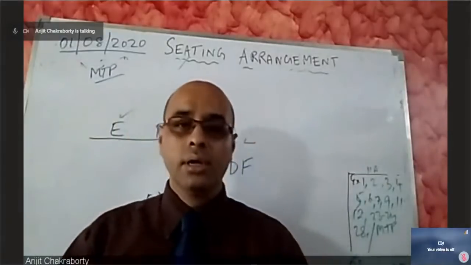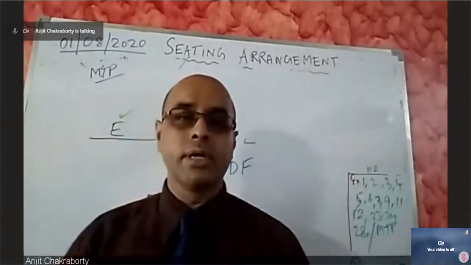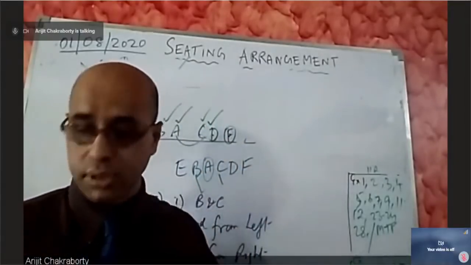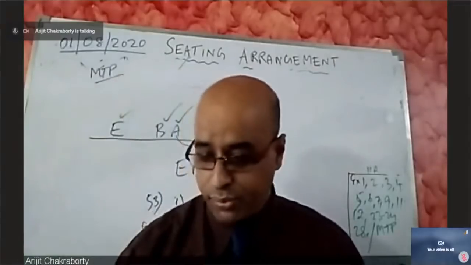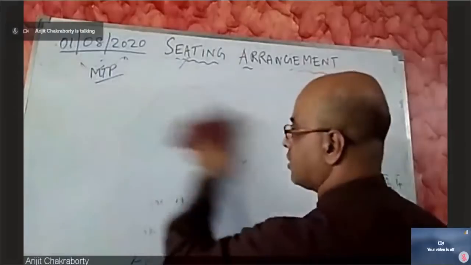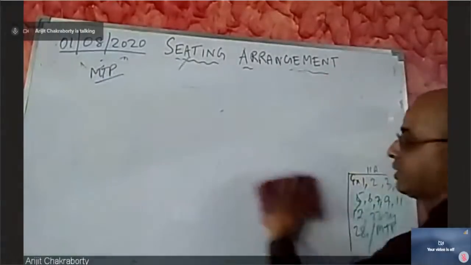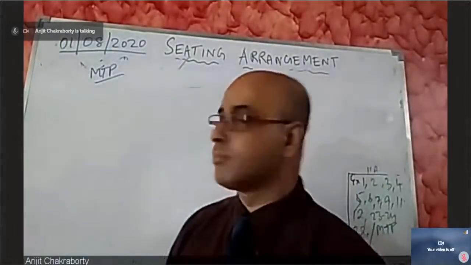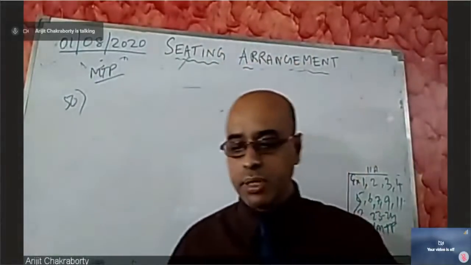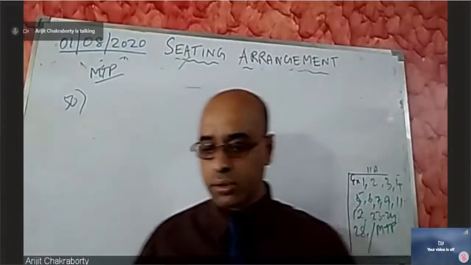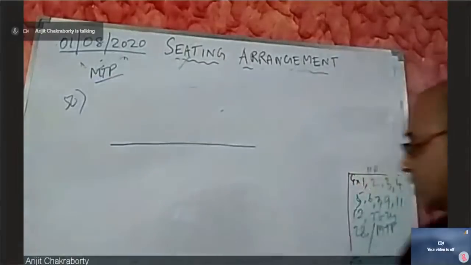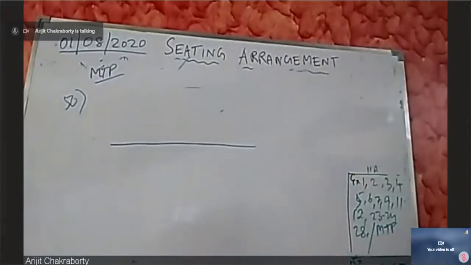I am sure with the detailed explanation, you must be clear about your doubts and you are surely following each and every solution. We take number 56 now. MTP question number 56. The question is, 6 children A, B, C, D, E, F are sitting in a row facing towards the north.